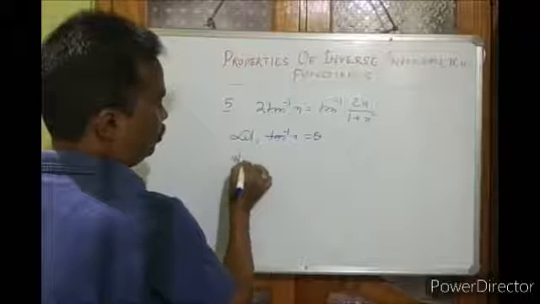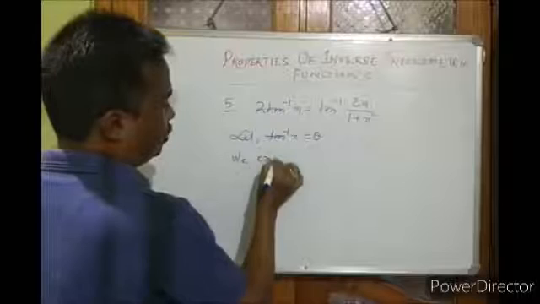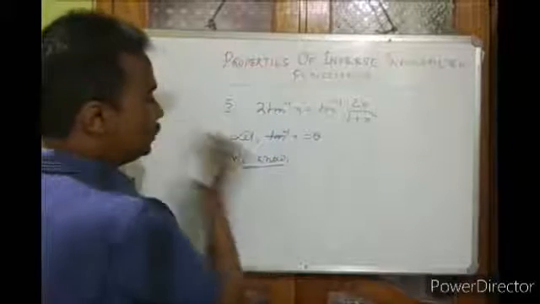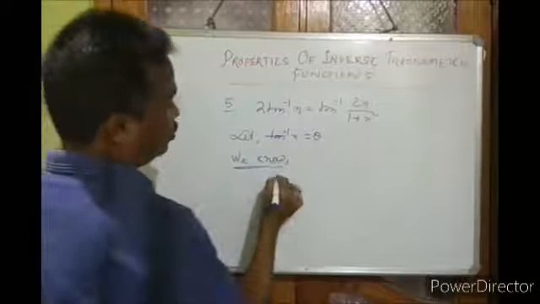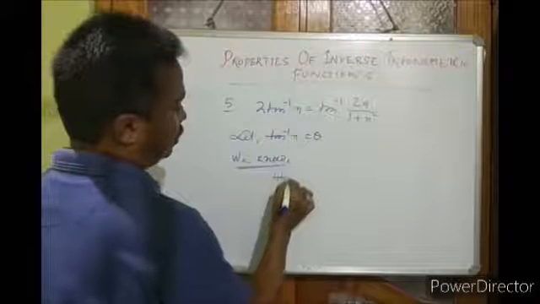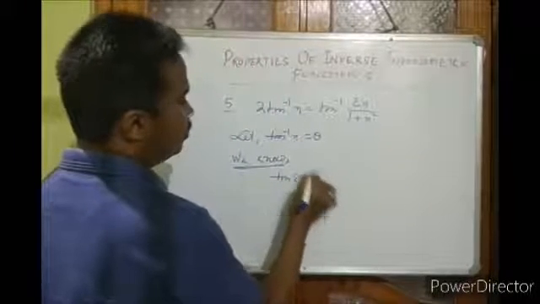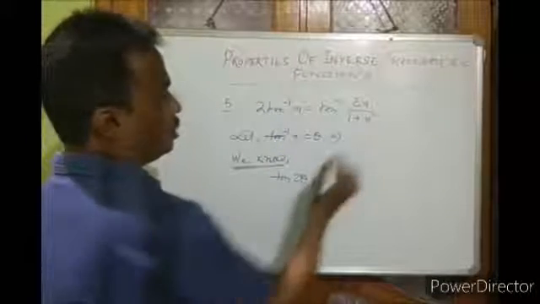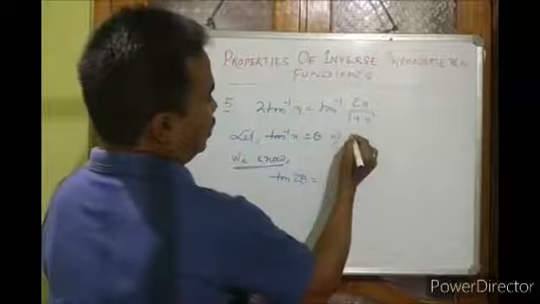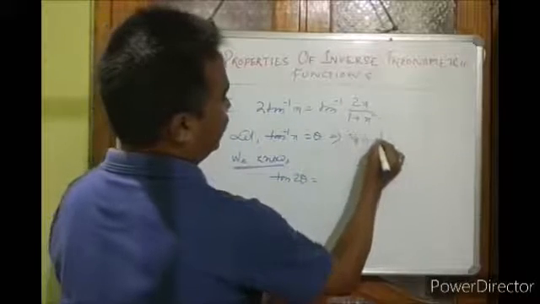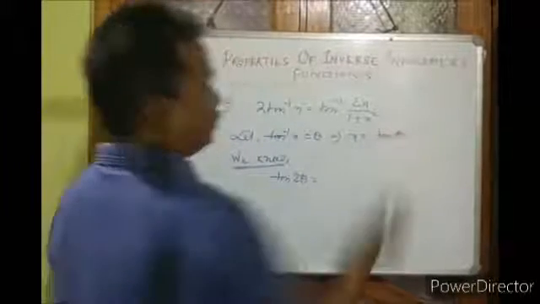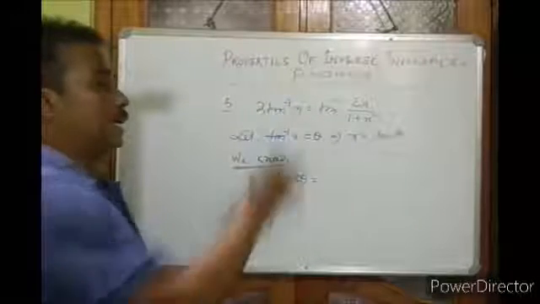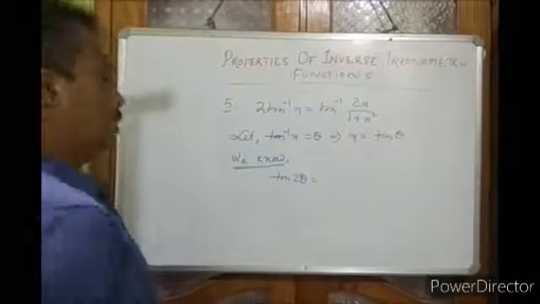We know, this is very important, which formula we have to use. We have to use tan 2 theta. We know tan 2 theta is equal to what? Before that, we write here tan inverse x is equal to theta. So this implies x is equal to tan theta, by the definition of inverse trigonometric function.